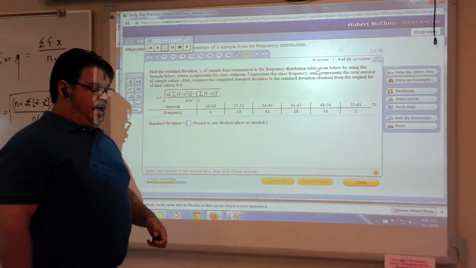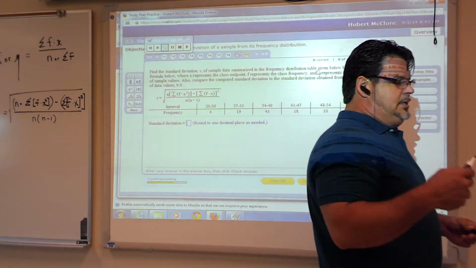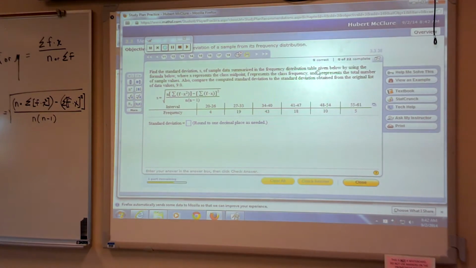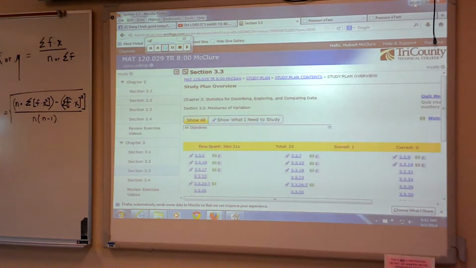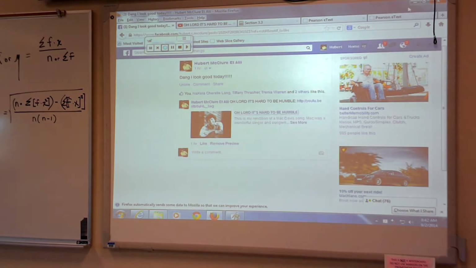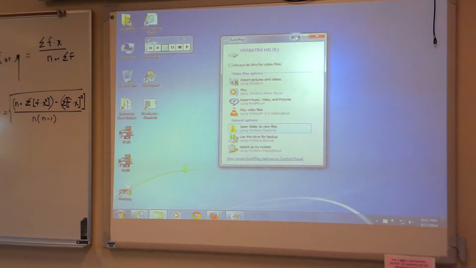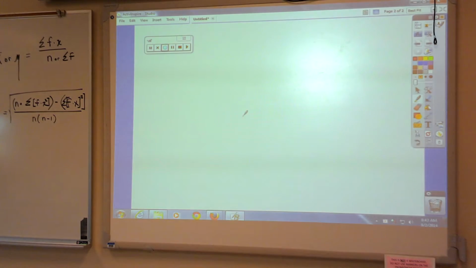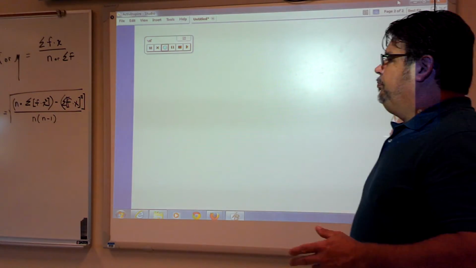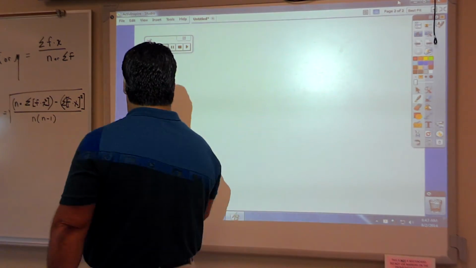All right? Now, before we get into this, just go to another page, flip the page over, we'll come back to this. What is standard deviation and all that good stuff? Well, in any kind of distribution, any kind of data.